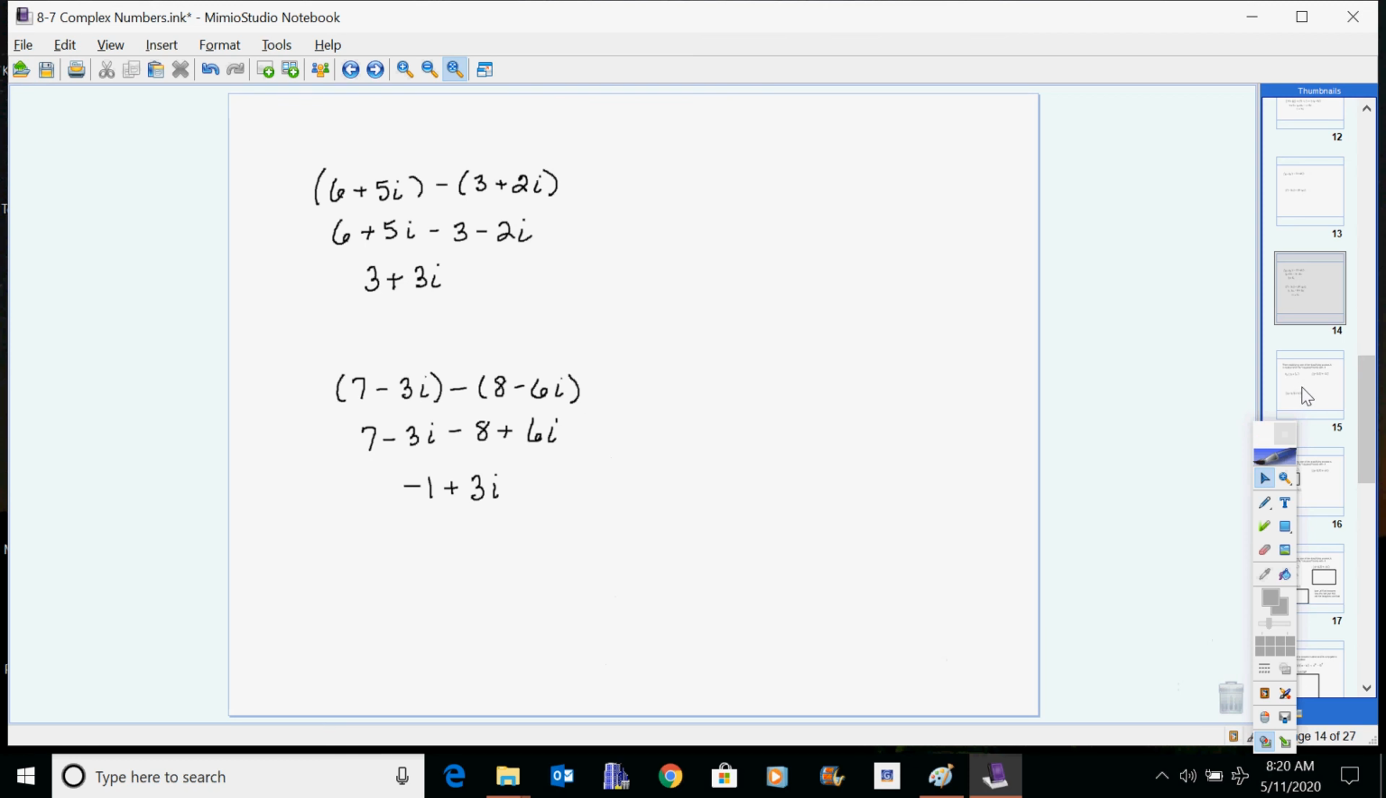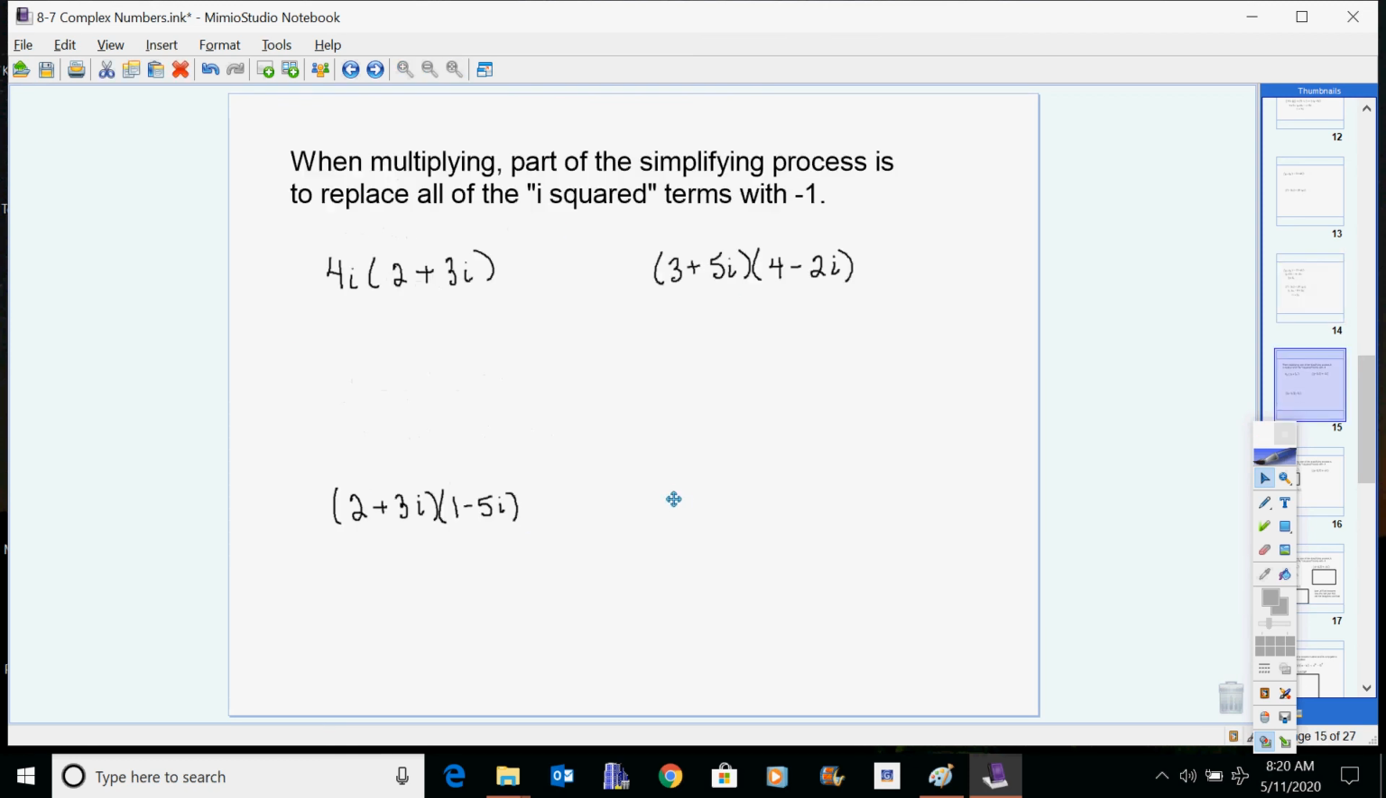So we did adding, we did subtracting. We need to get a little multiplying in here. You can multiply by distributing, or multiply by distributing twice if you've got what looks like binomials.